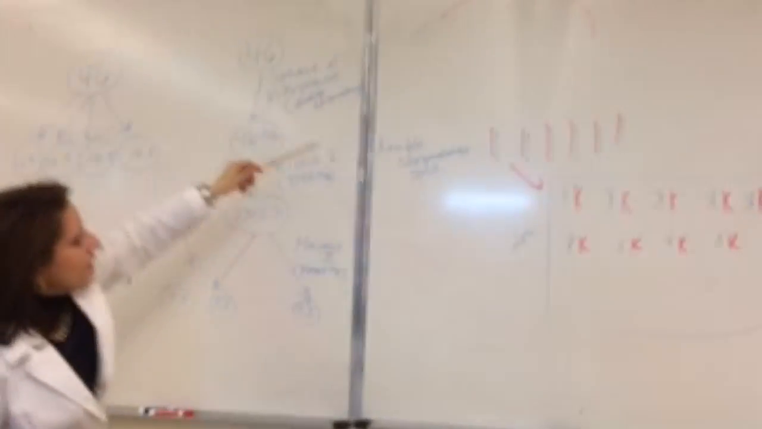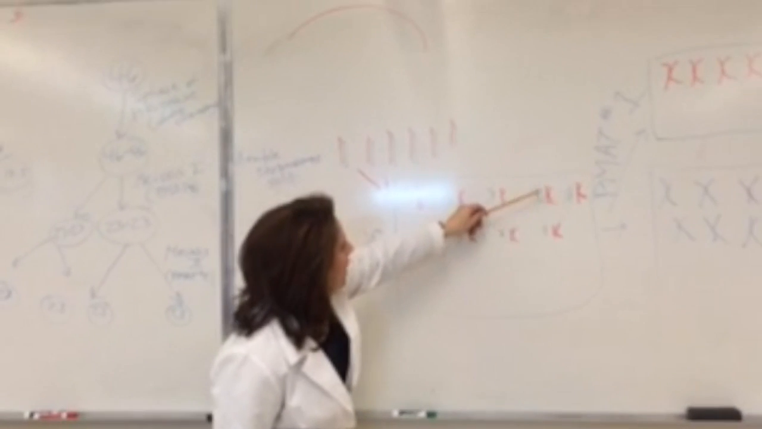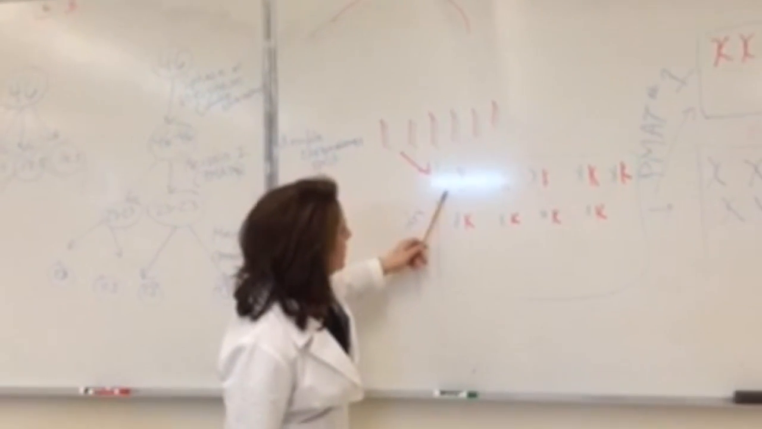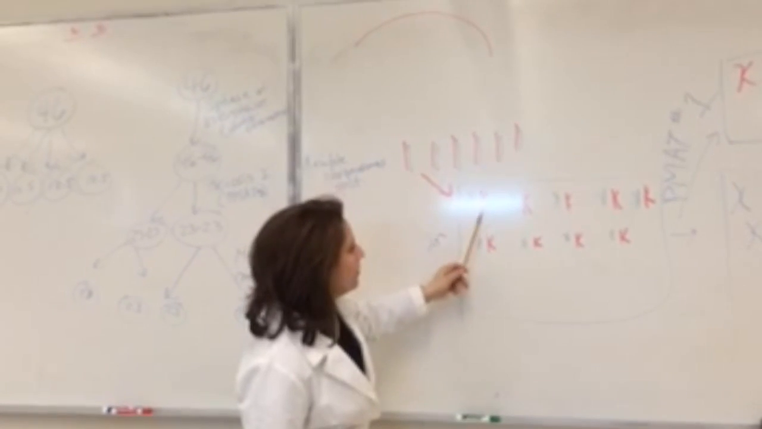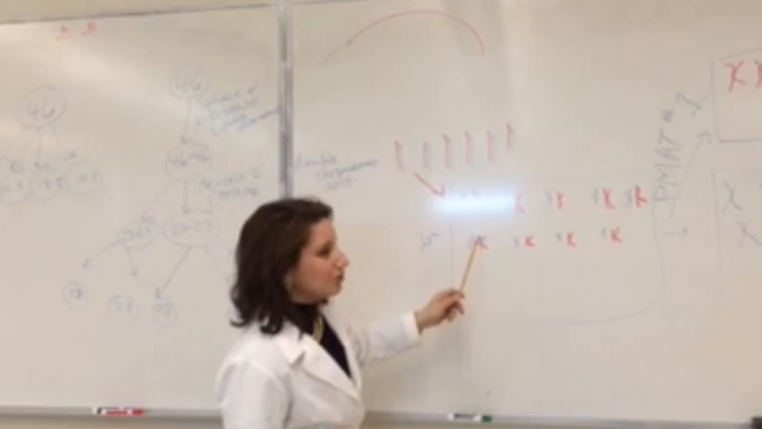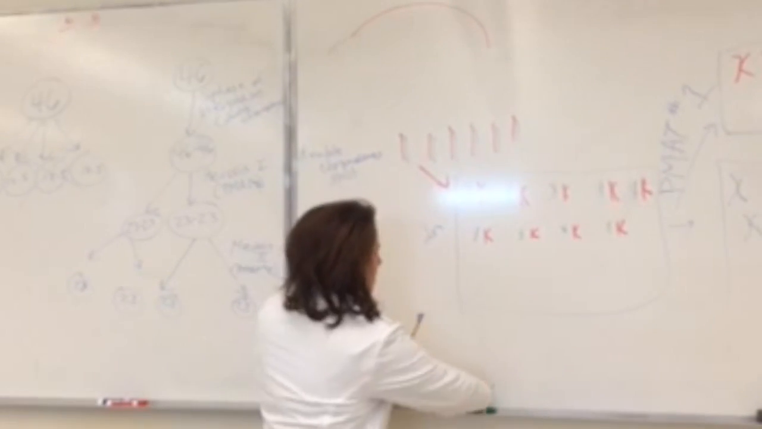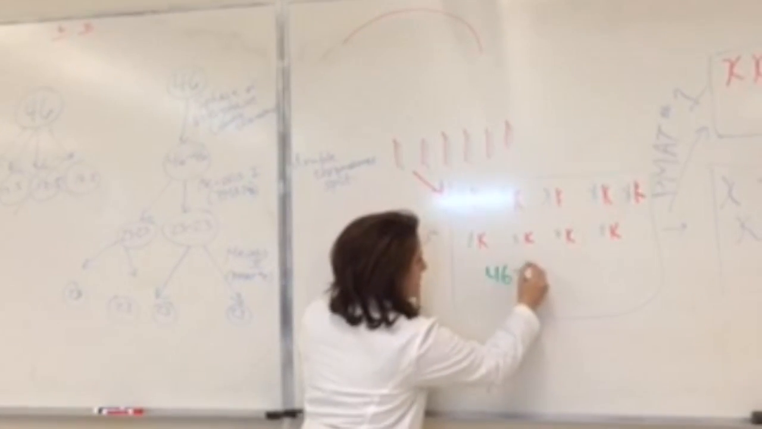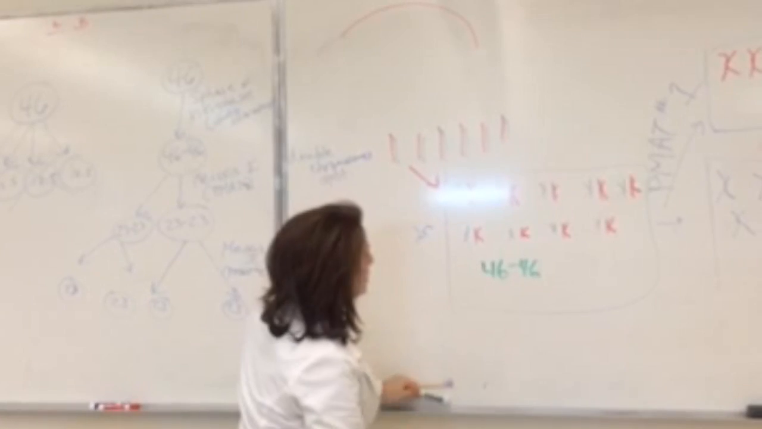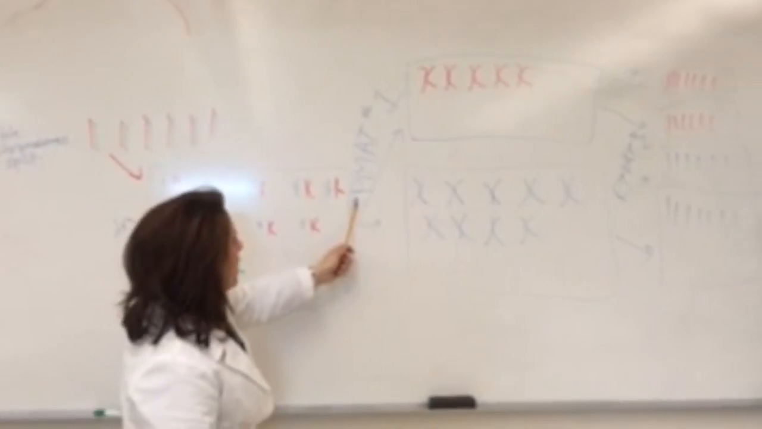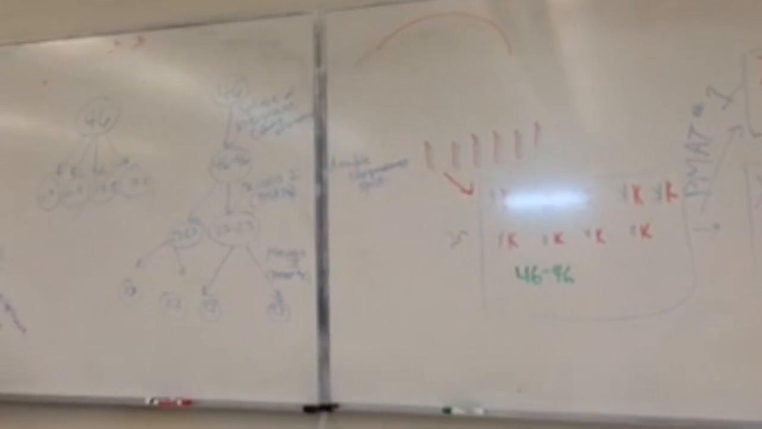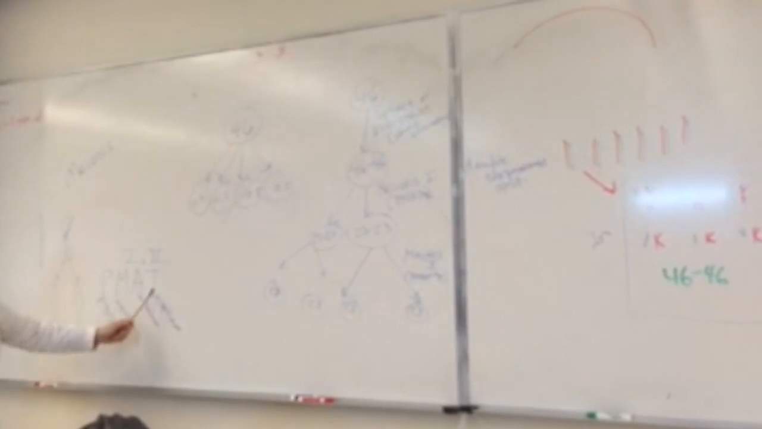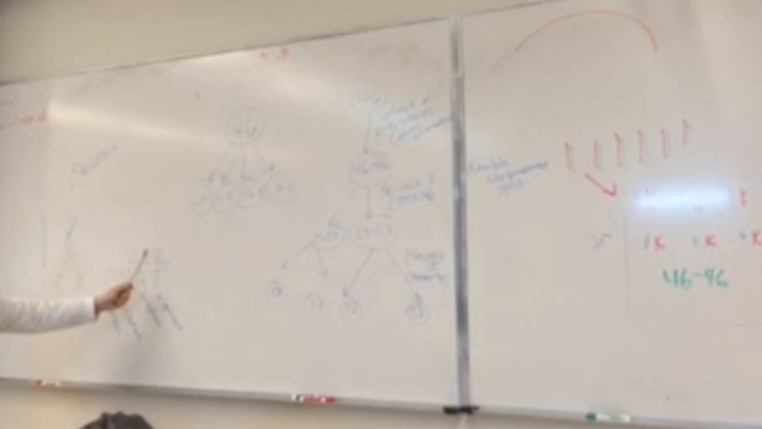So, this is what we have. We have 23 of these and 23 of these. So it's 46. But we've doubled them up, so it's 46 times 2. So we got 46, 46. Okay? When you undergo PMAT, prophase, metaphase, anaphase, telophase, we're going to do this twice, meiosis 1, meiosis 2.